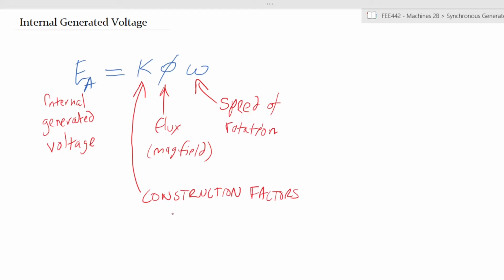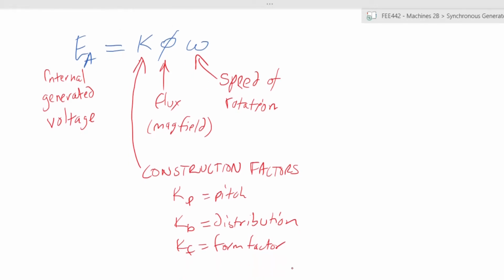Some of these construction factors are the pitch. When we talk of pitch, how far apart are the windings? What is the step from one winding to the next? What is the distance in between? You also have KB, which is the distribution factor. How closely packed are these windings? What is the nature of their distribution along the surface of the rotor? Then you also have KF, which is the form factor of the windings. Are they square? Are they round? What is the shape of the coils? And finally, you have T, which is the number of coils that you have.